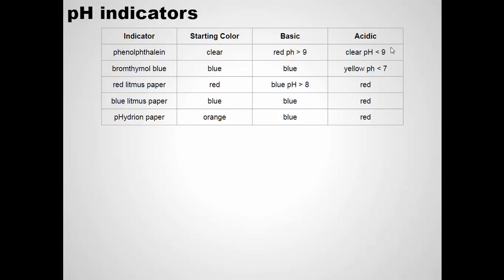It starts off clear, and it stays clear when it is at a pH of less than 9. So from slightly basic to acidic. Okay, but if you add to that phenolphthalein, you'll see at first, okay, nothing until the pH changes significantly.